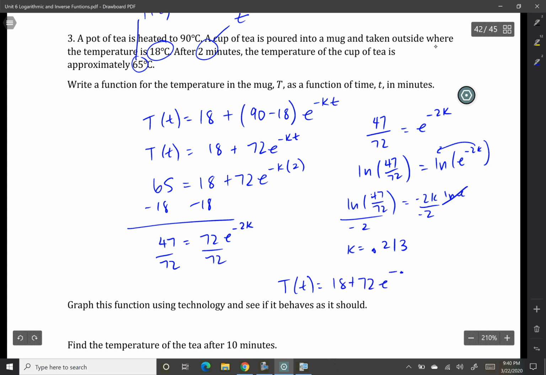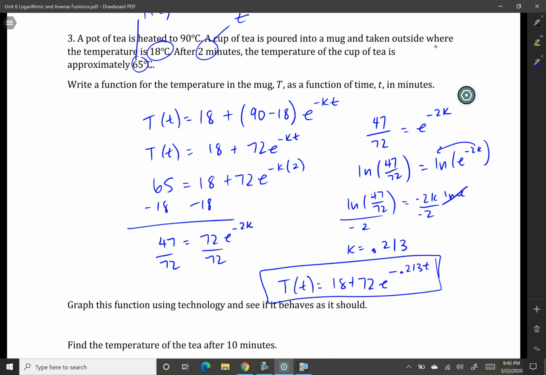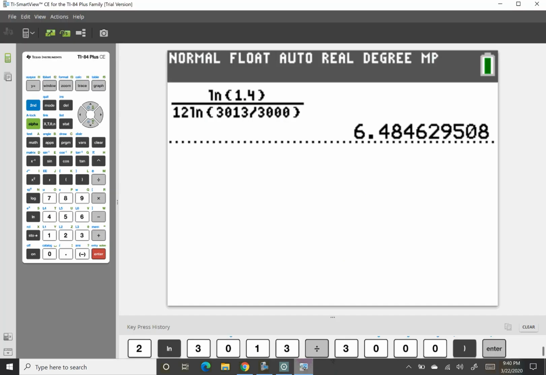But now we're going to put in the k value we just found and leave t as my variable. There's your function. Now, it wants us to see if this function behaves how we think it's going to. So it says use technology, so we want to type this into our calculators. So let's go into our graphing calculator here. Go into y equals.